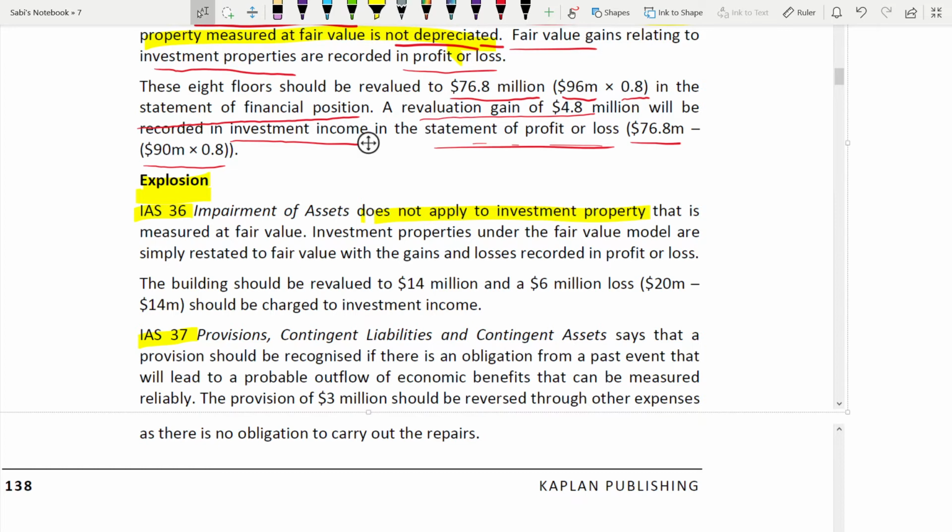This is why you need to read the whole thing. Most of you will read only that part and get confused. No, it does not apply to investment property that is measured at fair value, and in this case it is measured at fair value. So no impairment. Investment properties under the fair value model are simply restated to fair value, with the gain or loss recorded in P&L. You might have a gain or loss from the previous value to this value, and that will go to profit or loss.